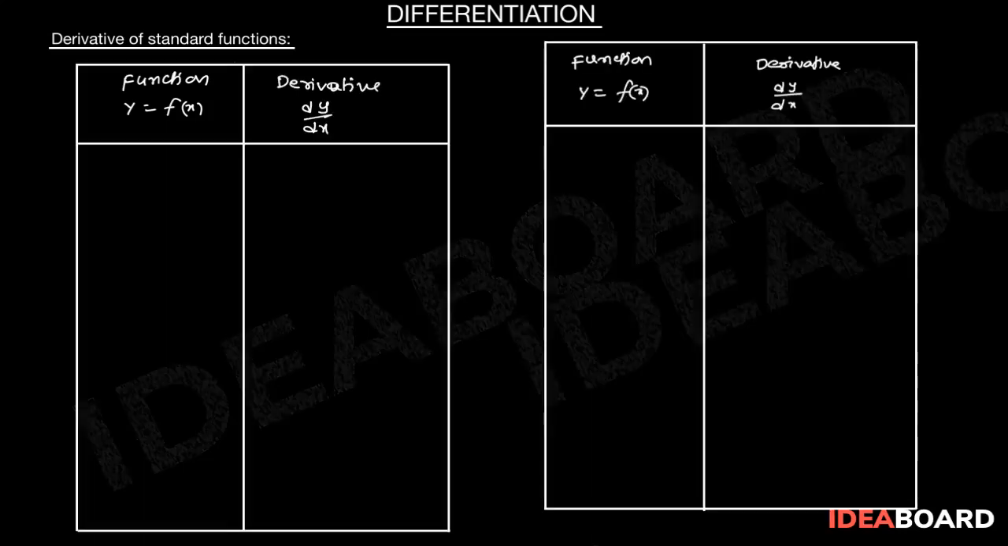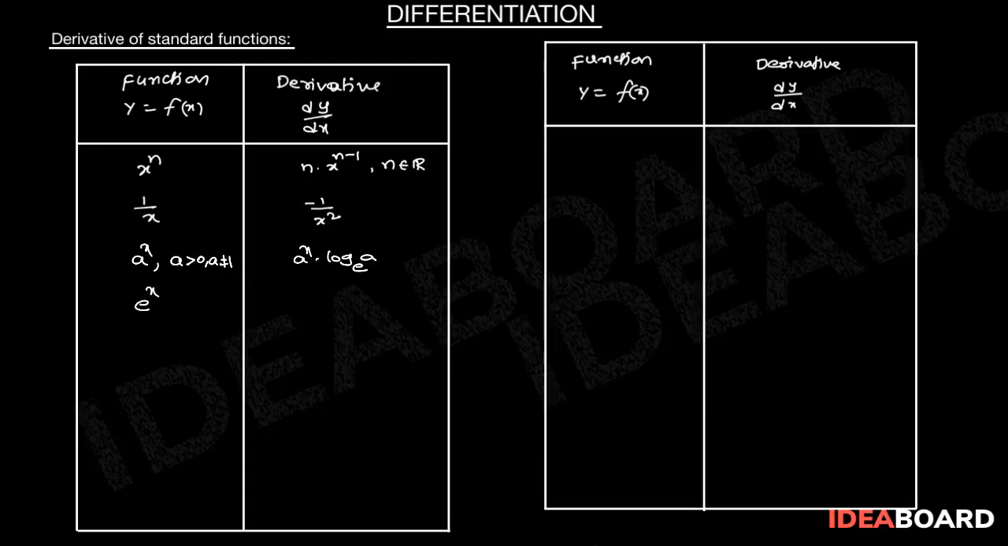Derivative of standard functions. Function y equal to f of x. Derivative of the function dy by dx. Y equal to f of x equal to x power n. The derivative of x power n is n into x power n minus 1, where n belongs to R. The function y equal to f of x equal to 1 by x. The derivative of 1 by x is minus 1 by x square. And the function y equal to f of x equal to a power x, a is greater than 0 and a is not equal to 1. The derivative of a power x is a power x into log a to the base e.